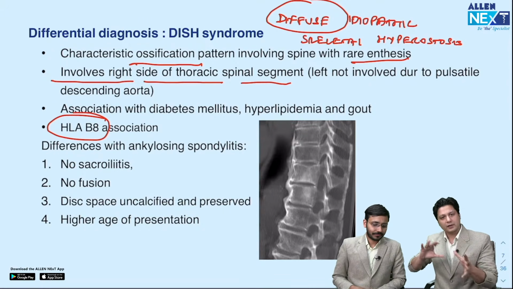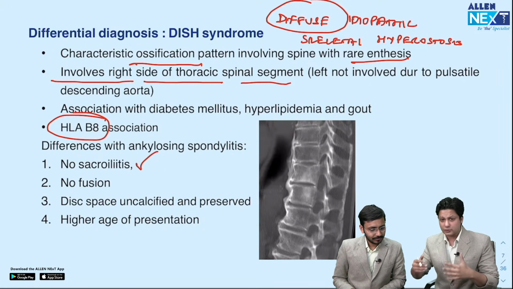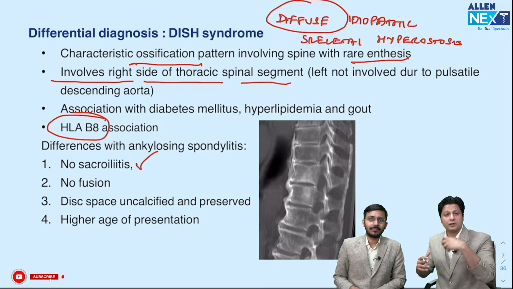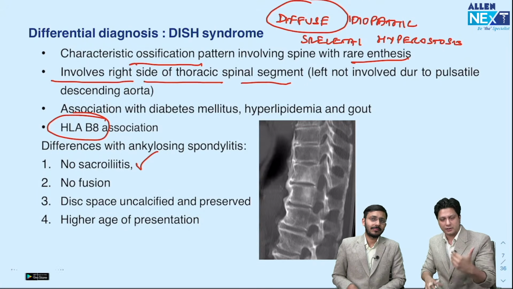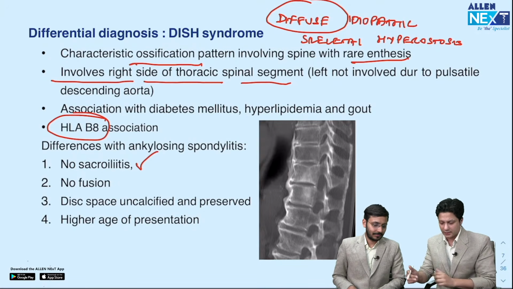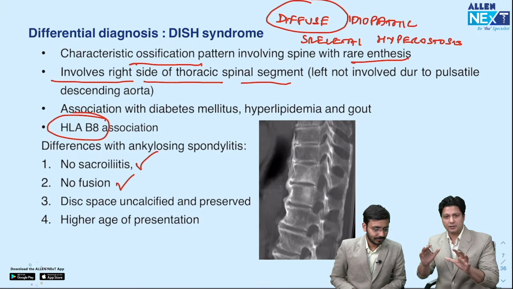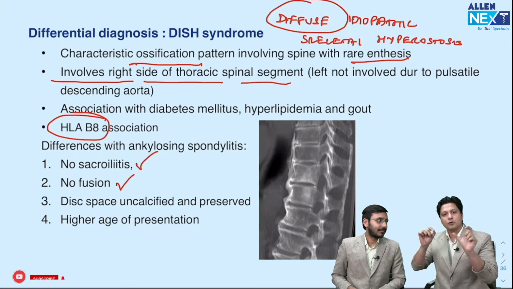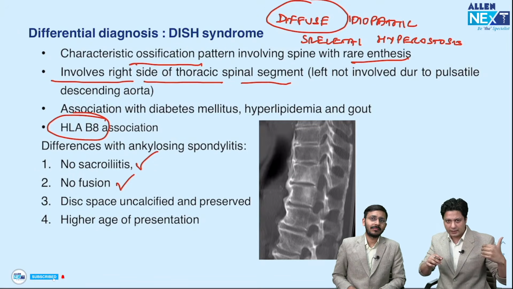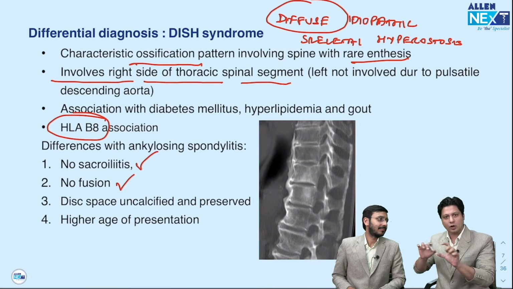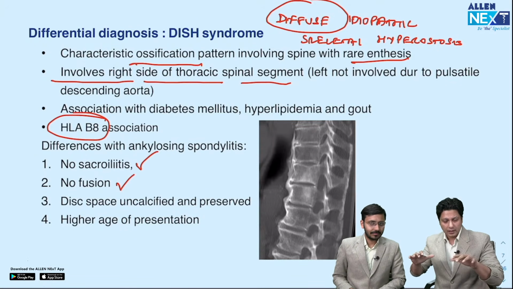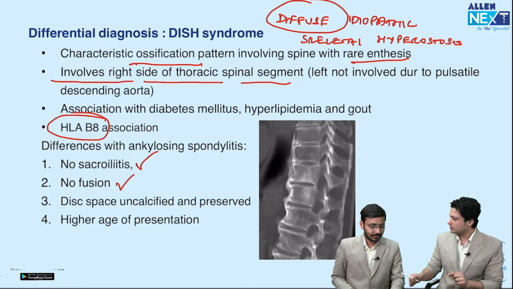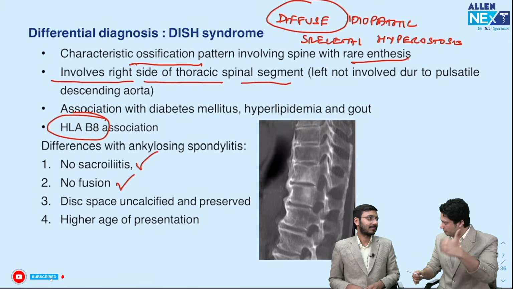As far as the differences are concerned, sacroiliitis, the involvement of the sacroiliac junctions in ankylosing spondylitis, has already been discussed. There will be no fusion. All the soft tissues were getting calcified in AS, but in DISH syndrome there is not going to be any fusion. The disc space would remain preserved. And finally, the differences in age as far as presentations are concerned.